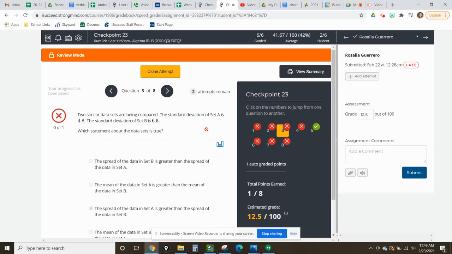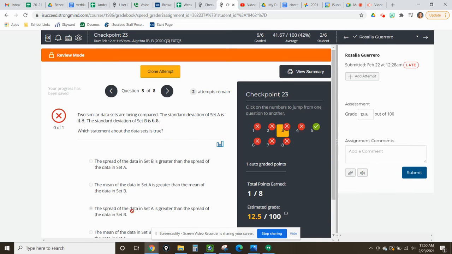Let's look at some others. Two similar data sets are being compared. The standard deviation of set A is 4.8. Standard deviation of set B is 6.5. So deviation, like that word, means how far away are the numbers from each other, kind of. Like how far spread apart are they?